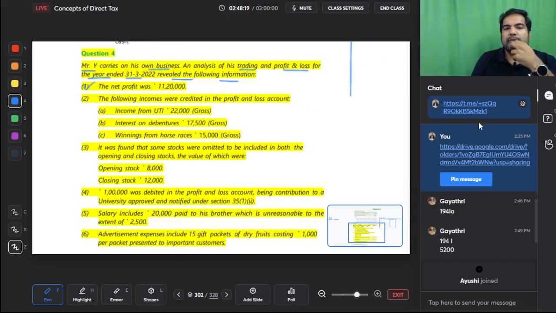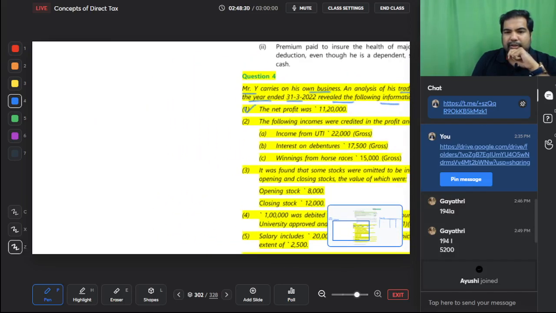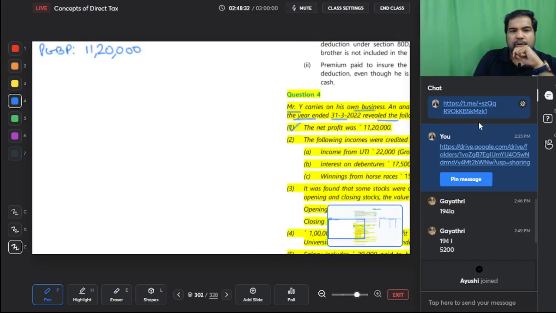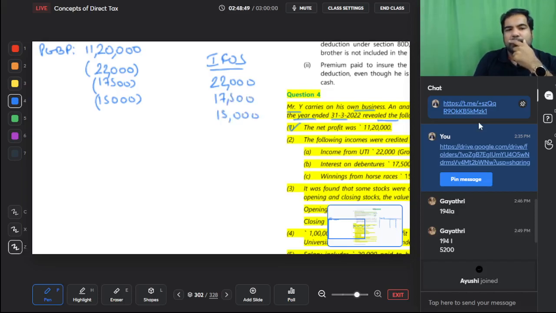The following incomes were credited in his P&L account. Income from UTI 22,000, debentures and racehorses, all of them are credited already, so you have to remove it. 22,000, 17,500 and 15,000. I'm removing 22,000, 17,500, and 15,000. All these three will go in IFOS. 22,000 will go here, 17,500 will go here, and 15,000 will also go here.